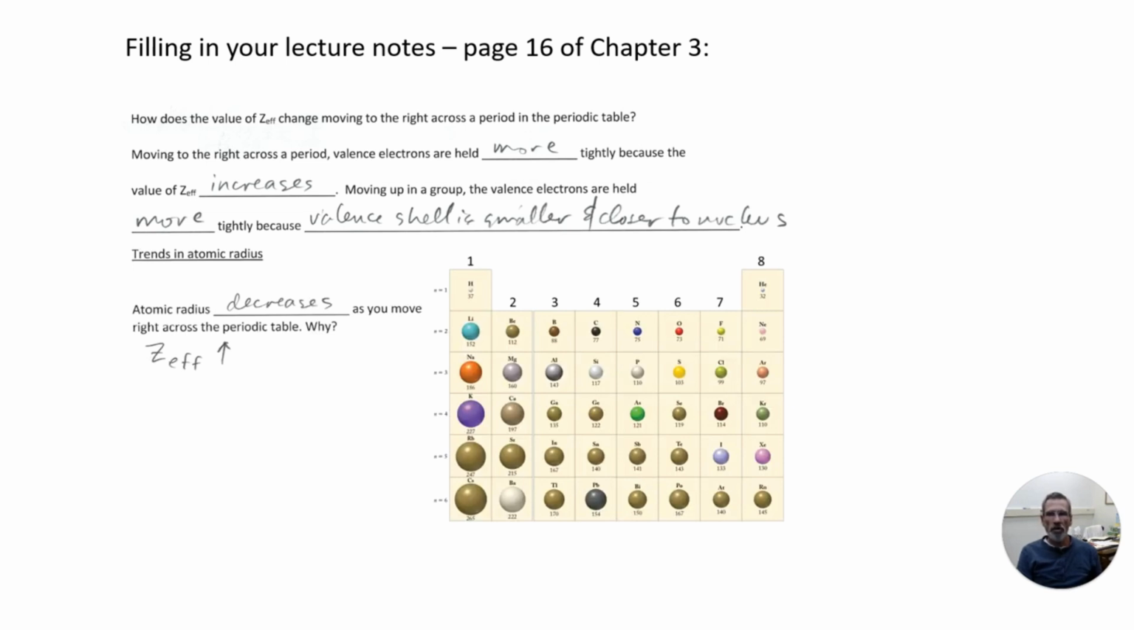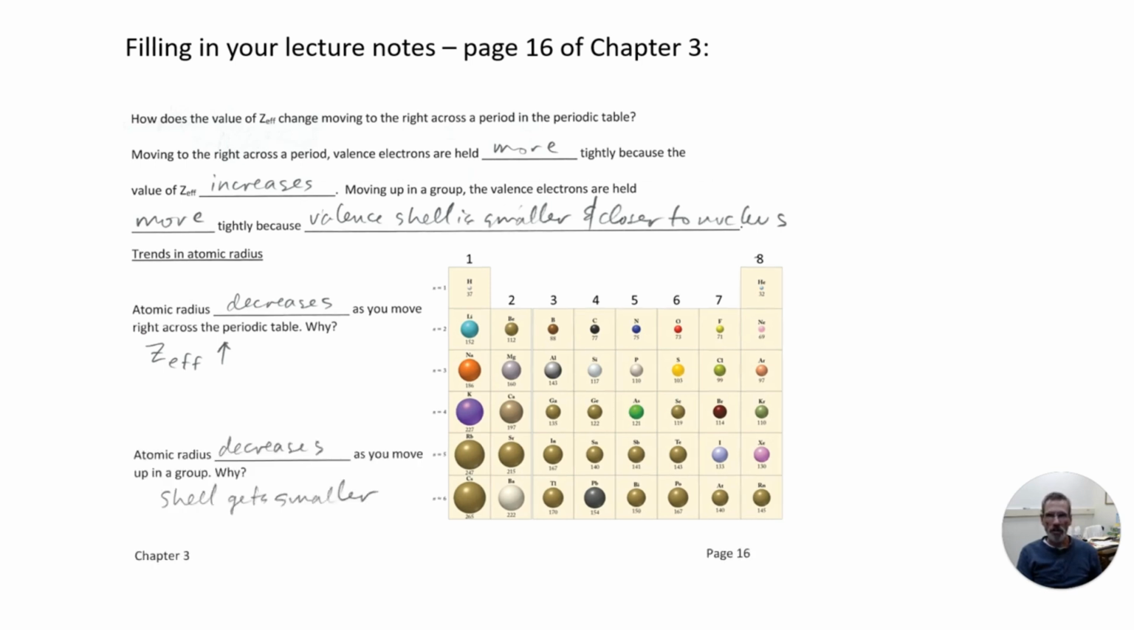So when we think about the trends in atomic radius with regard to moving across a period, atomic radius decreases, we said, and that's because effective nuclear charge is increasing. When we think about the movement up in a group, we see that because the shell gets smaller, atomic radius decreases. We see the very smallest atoms, therefore, in the upper right part of the periodic table. Helium is our very smallest one, and we see our biggest atoms in the lower left.